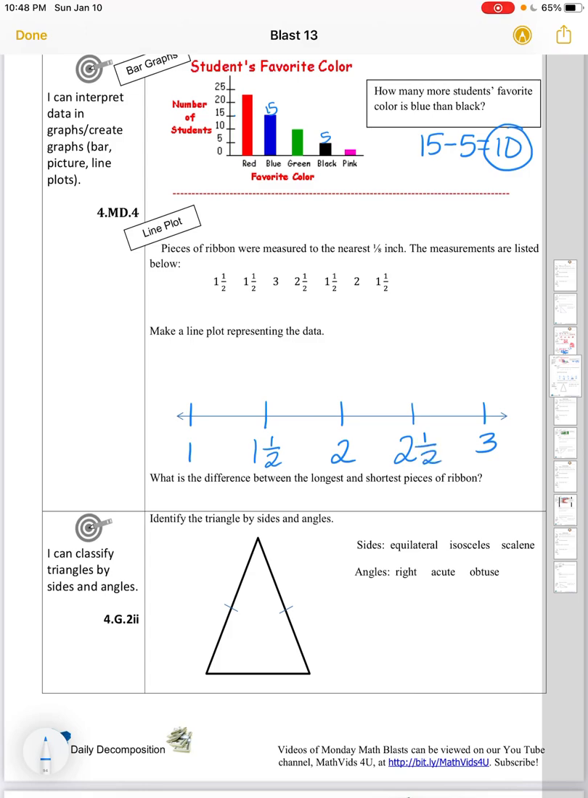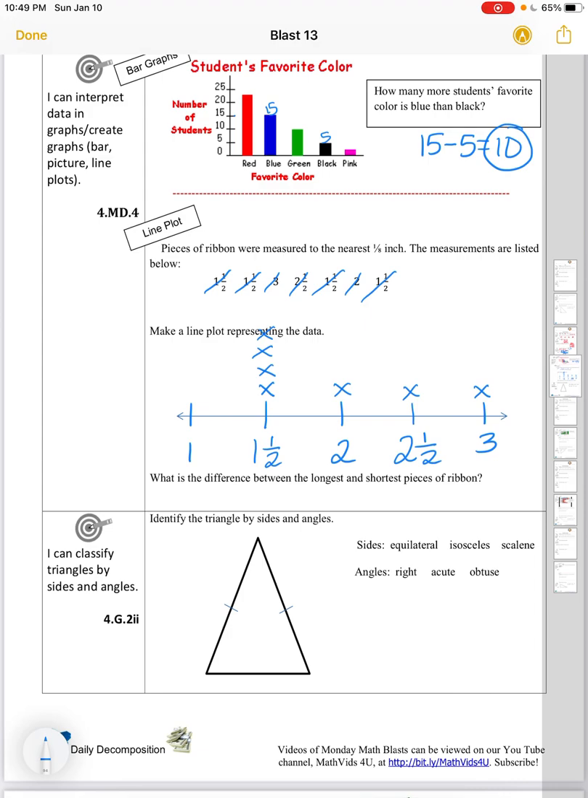I'm going to put an X above the number every time it is represented in the data set. So here I have 1 1/2, 1 1/2, 3, 2 1/2, 1 1/2, 2, and 1 1/2.